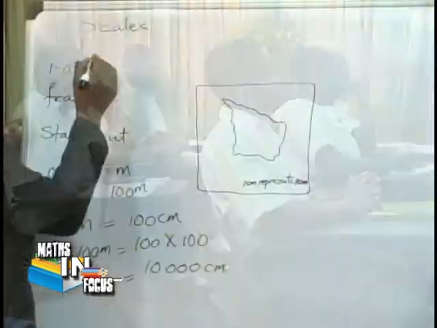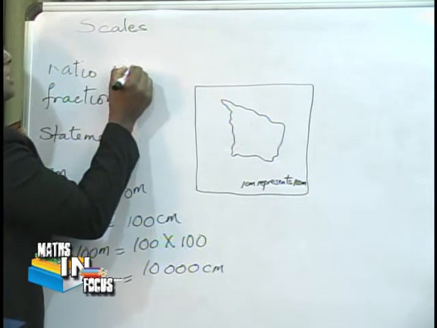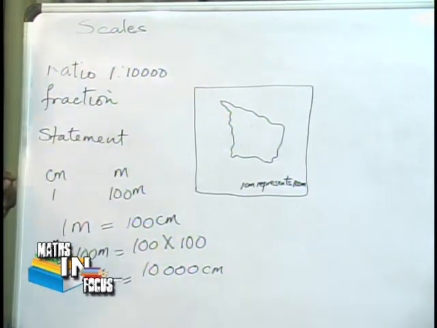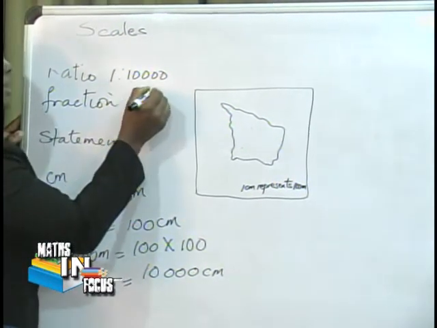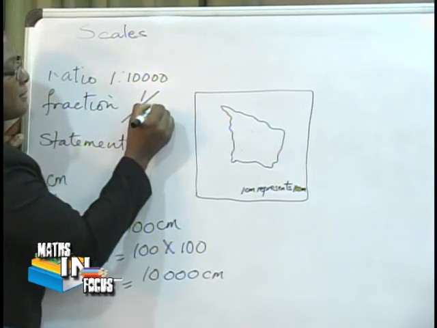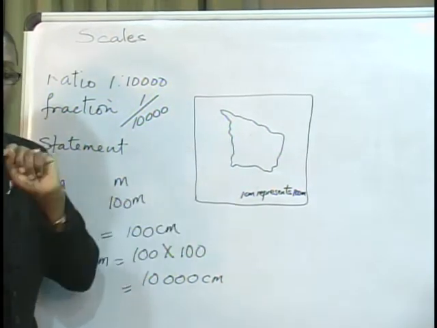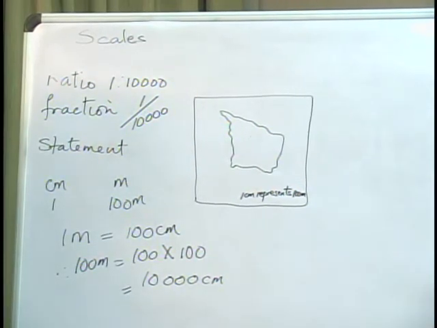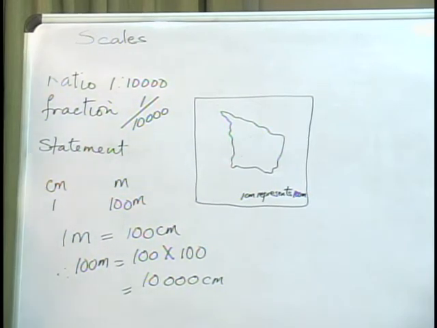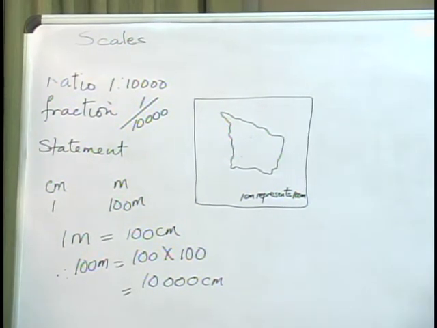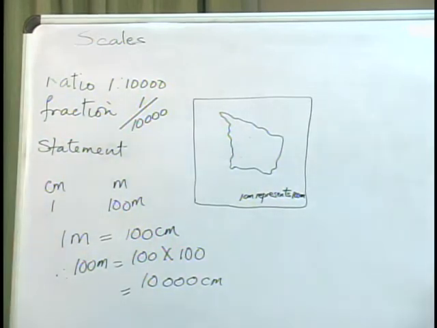Centimeters. So we can now write our scale in ratio form. In ratio, it's going to be 1 to 10,000. As a fraction, it would be 1 upon 10,000. So every time I'm 1 centimeter on the map, I'm 10,000 centimeters on the ground. Does everybody understand that? Everybody? Yes, miss. Good.